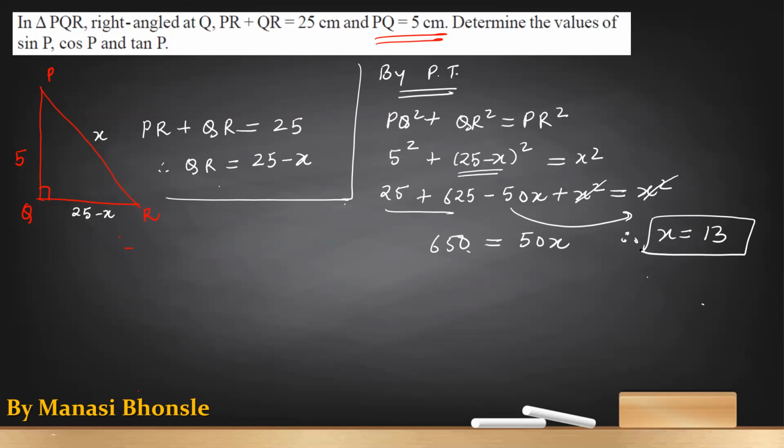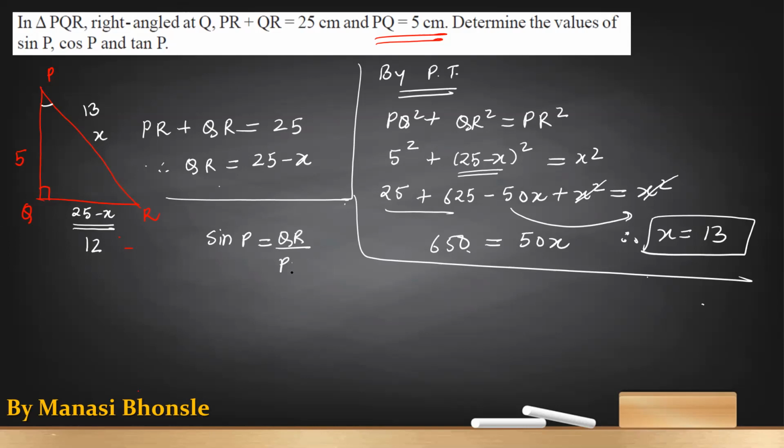As soon as we get the value of X, we know what QR will be. PR is going to be 13, and QR is 25 minus 13, this is going to be 12. So now let us find out the values. If they say sine P, now this is my angle P. According to sine, this is my opposite. So it will be QR upon PR, which is going to be 12 upon 13.